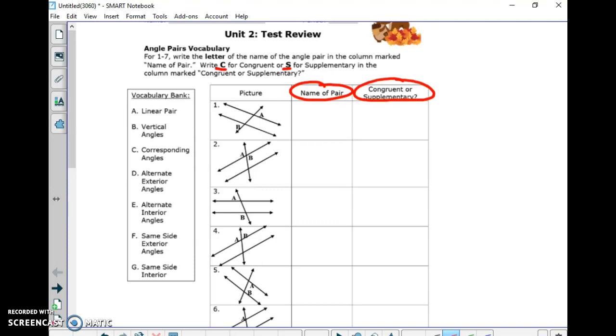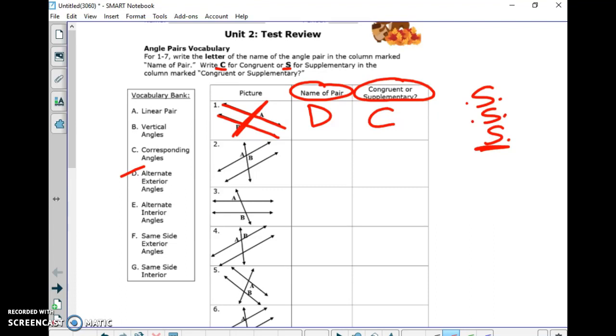Okay, so naming a pair. Number 1, A and B are outside of these parallel lines, so those are exterior, and then they're on different sides of this transversal, so they're alternate. So we would call that alternate exterior, which is letter D. Now, remember, only the same sides are supplementary. So since this is alternate exterior, that'll make it congruent. The only time it's supplementary is when we have a same side.